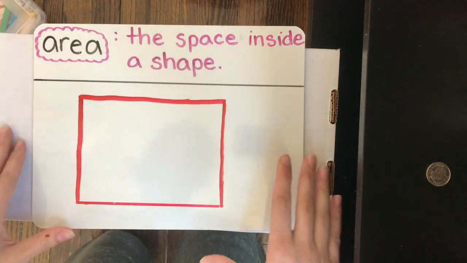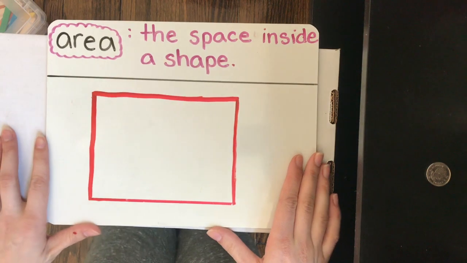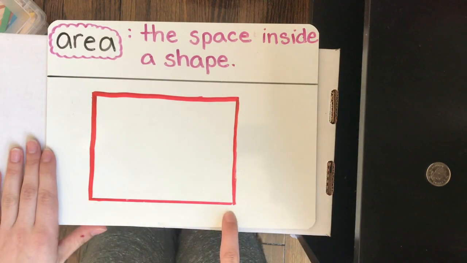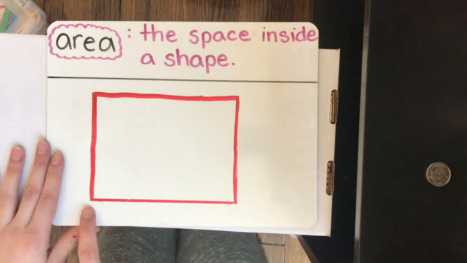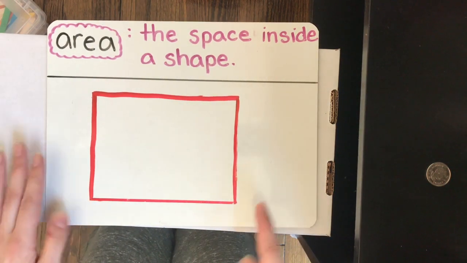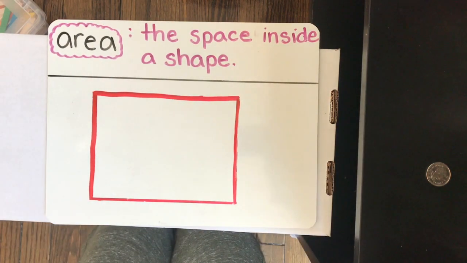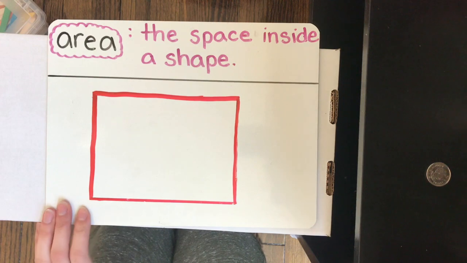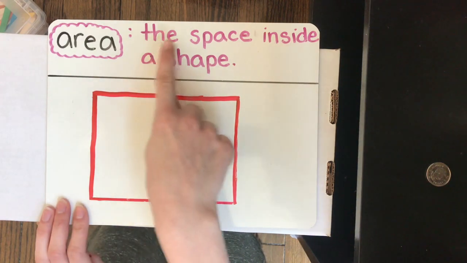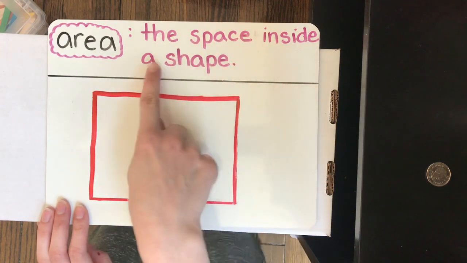Okay, friends, so last week you guys learned all about measuring the length and the height of different objects. So you measured how long something was and how tall something was. This week we're going to learn all about measuring the area of something. And the area is the space inside a shape.